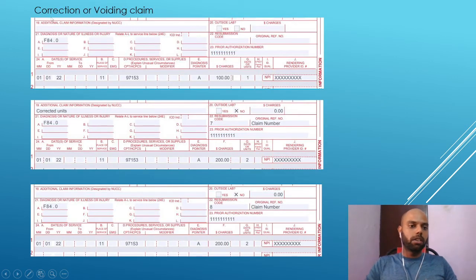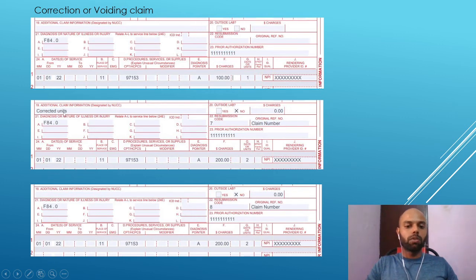Okay, here I have a new claim. In this slide, I'm going to explain how to do a correction and void a denied claim. This is a new claim. We have mentioned 97153, 1 unit. So this is a correct claim.